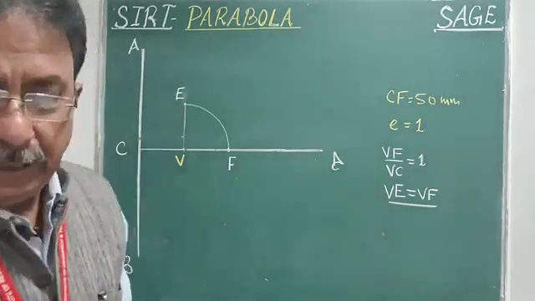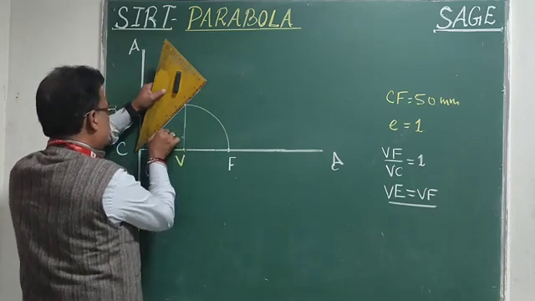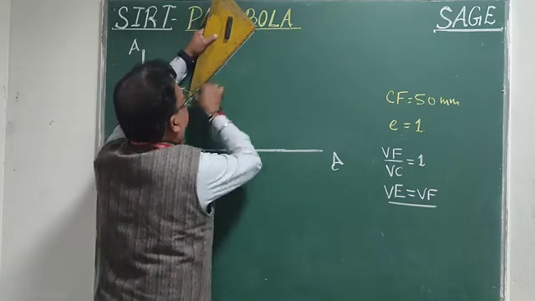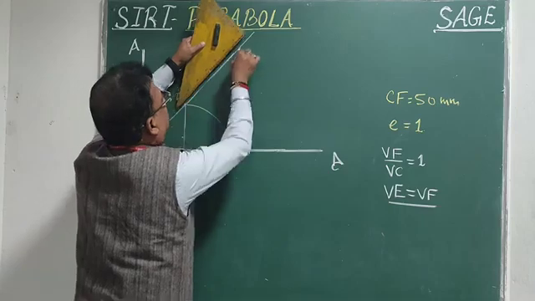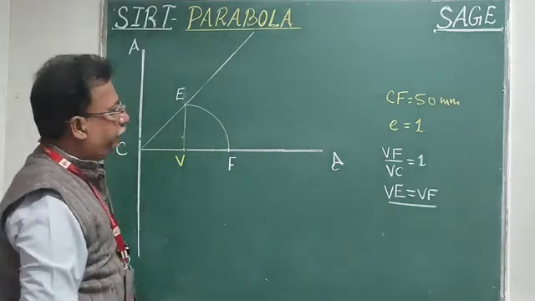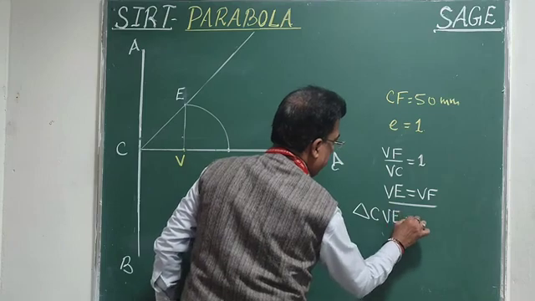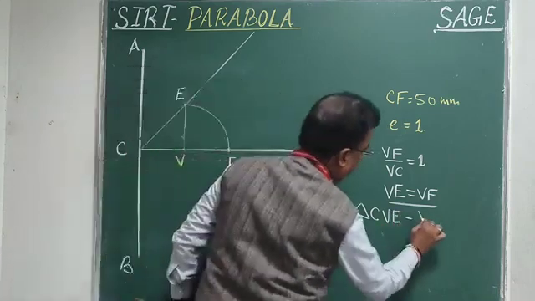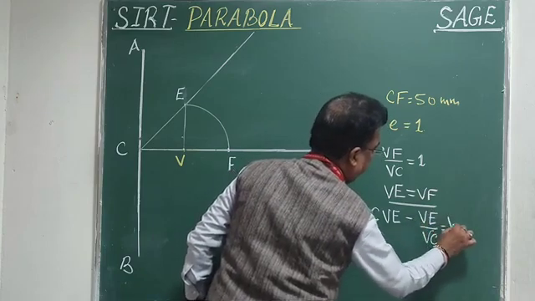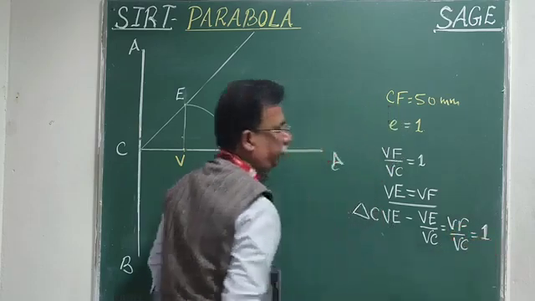Now, after that I am going to join this point E with the point C by a straight line, and I will extend it further like this. Now, look at this right angle triangle, triangle CVE. In this triangle, VE upon VC, as VE equals VF, is VF upon VC, and that equals 1.